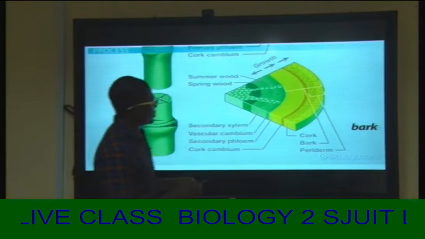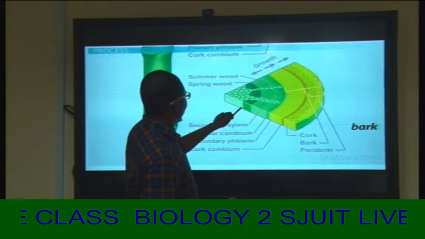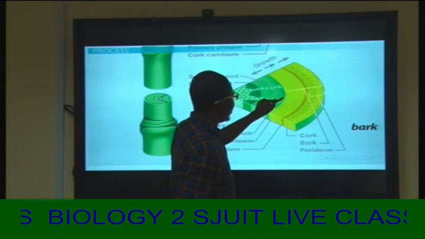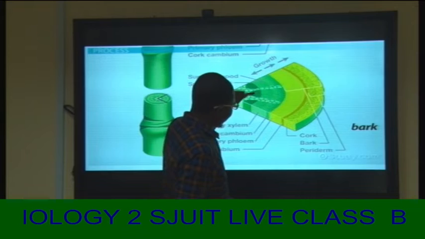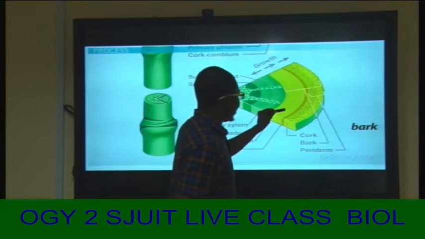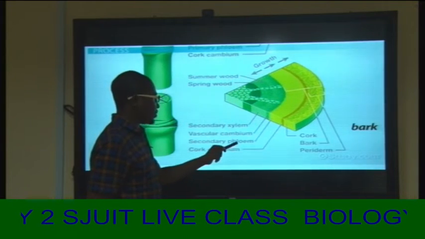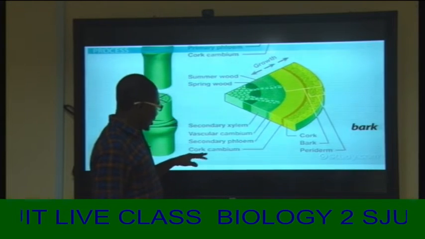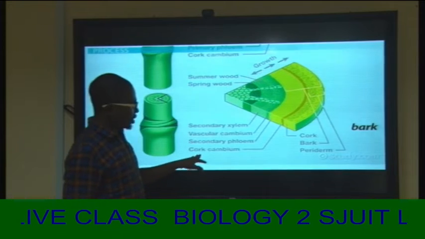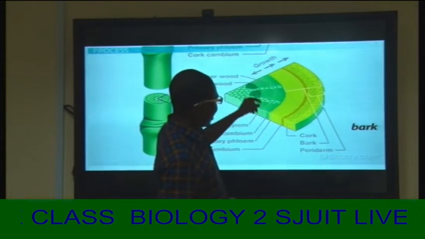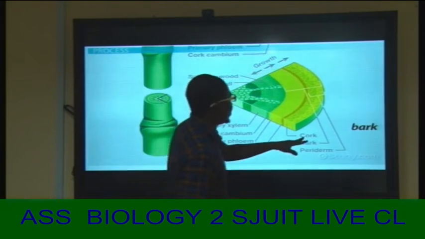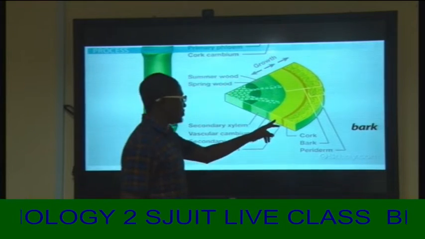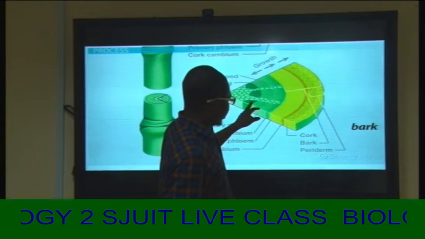So here, as you can see, we have the vascular cambium. This layer here is the vascular cambium. The vascular cambium to the inner side will form the secondary xylem. To the outside here will form the secondary phloem. So inside, secondary xylem, to the outside, secondary phloem. Okay, and the other meristematic tissue that will form the secondary tissue is the cork cambium. The cork cambium here. Okay, so the cork cambium, of course, will form the cork cells. The cork cells will form the cork, and this cork together with the secondary phloem will form the bark.